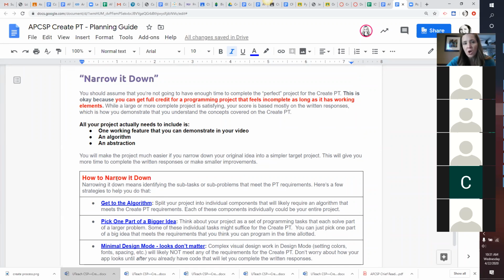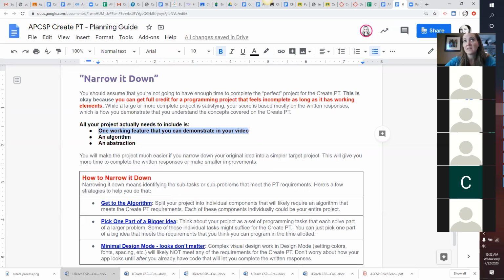I've already stressed this multiple times, but I'm going to stress it again. You are not going to have enough time to create the perfect project. One week of coding is not enough time for a perfect project. But that's okay, because you can still get full credit for a programming project that feels incomplete as long as it has working elements. The elements that you're submitting to the College Board, if they are working elements, that's all you need. You need one working feature that you can demonstrate in your video. It does not have to be all the bells and whistles.